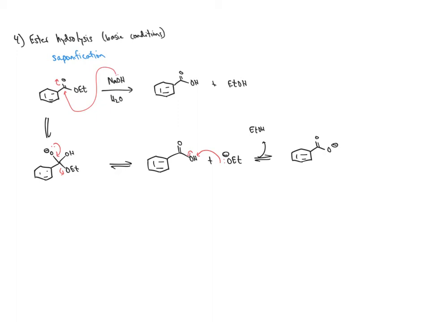Now, in order to get the carboxylic acid, what you have to do with this reaction is simply, in a workup step, add a proton. Right? So in a workup step, you quench this reaction with HCl. It will protonate to form your carboxylic acid.